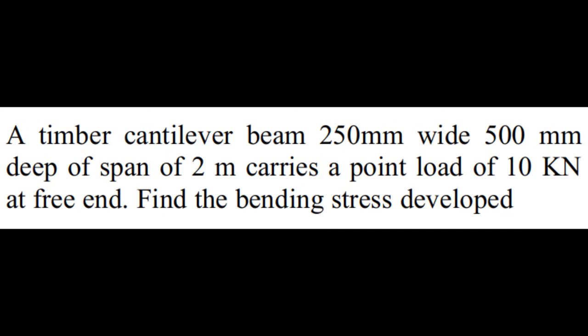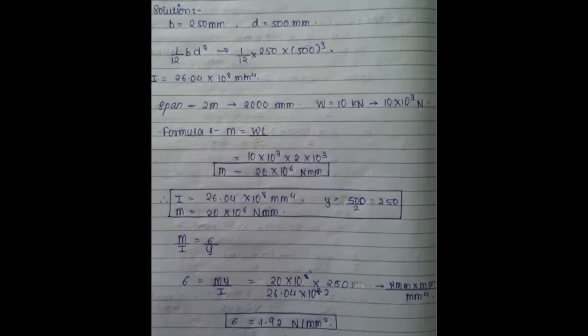A timber cantilever beam of 250 mm wide and 500 mm deep of span 2 meter carries a point load of 10 kN at the free end. Find the bending stress developed. Let us see the solution. Here the width of the beam is given as 250, depth of the beam is given as 500. So moment of inertia will be I equal to 1 by 12 BD cube. So that comes out to be 26 into 10 raised to 8 millimeter to the power 4.